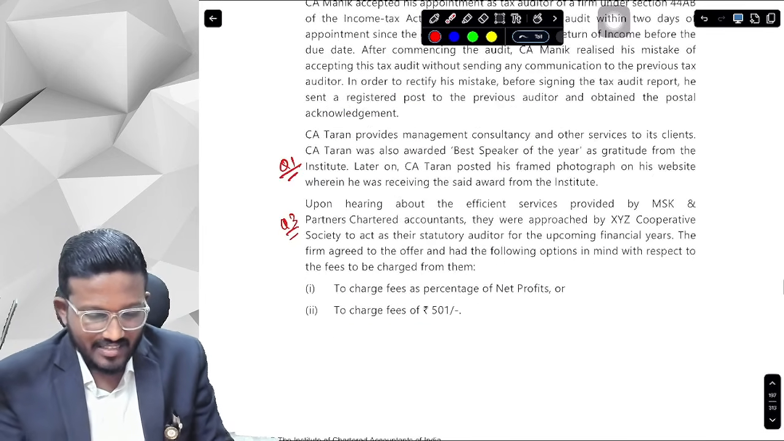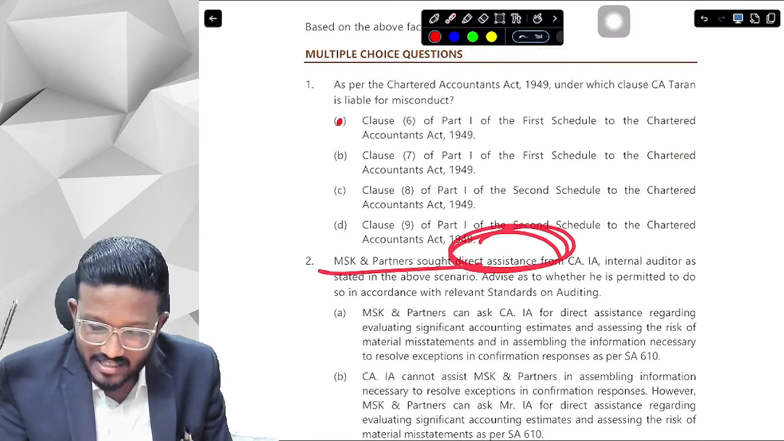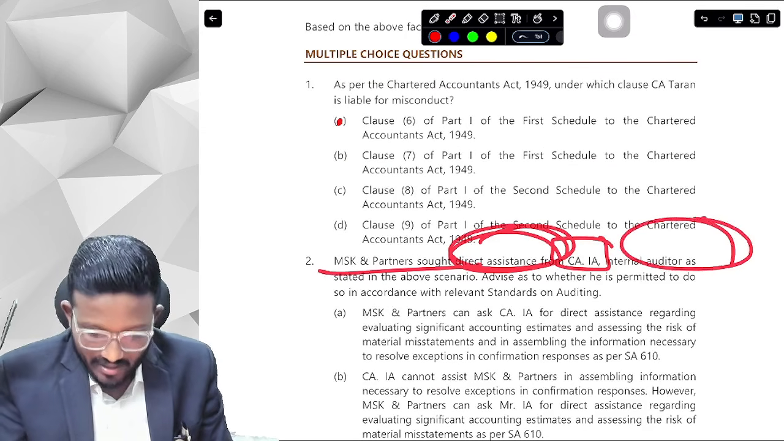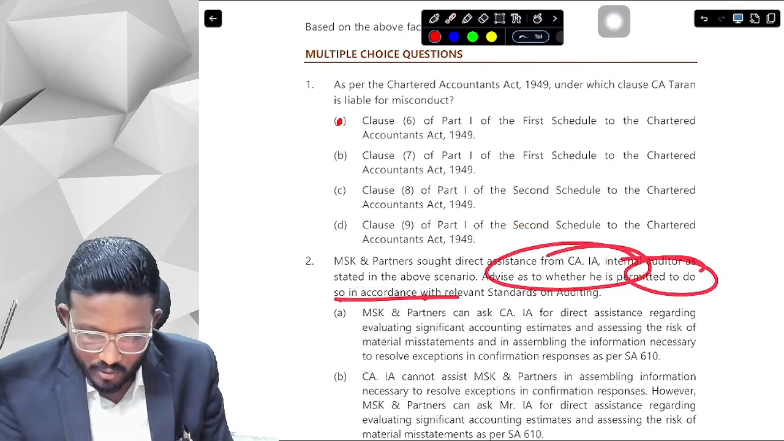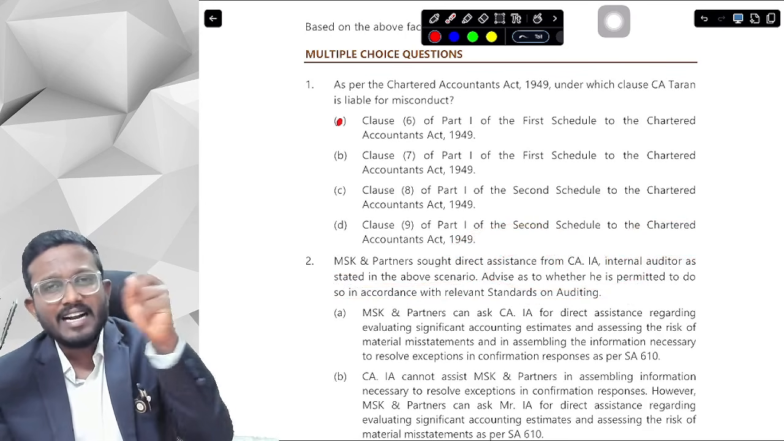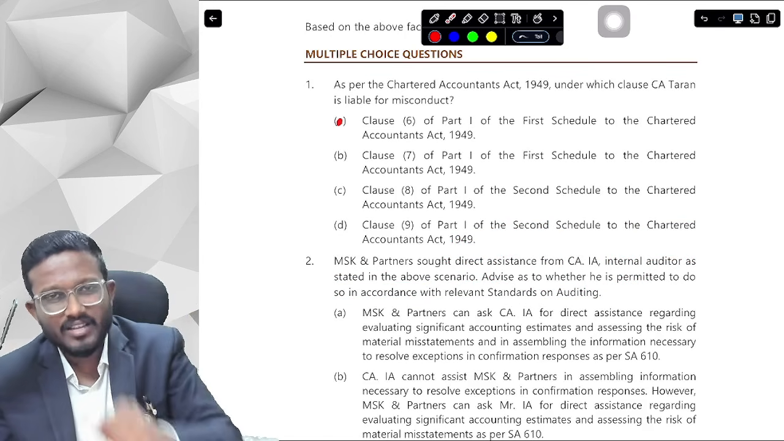Okay, yes sir. Second is what, sir? Second is saying that MSK partners sought direct assistance from internal auditors in the above scenario. Advise whether we are permitted to do so as per the relevant SA. So we have sought direct assistance from the internal auditors for 3 matters. Let's see whether it is allowed or not.